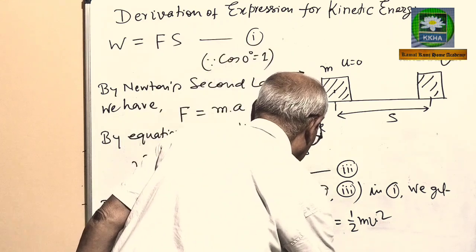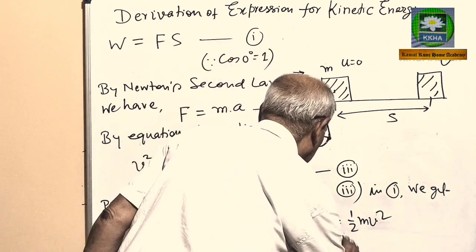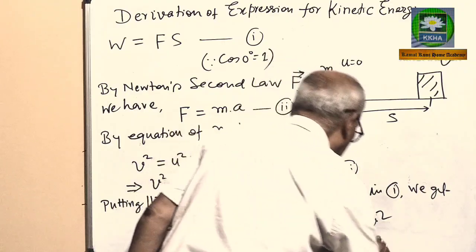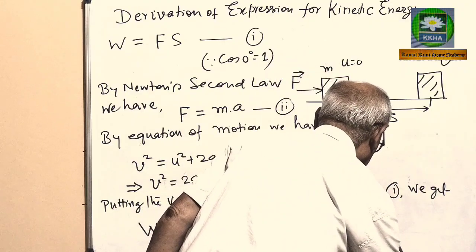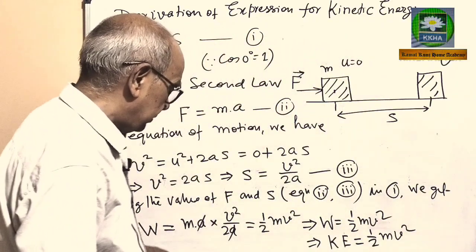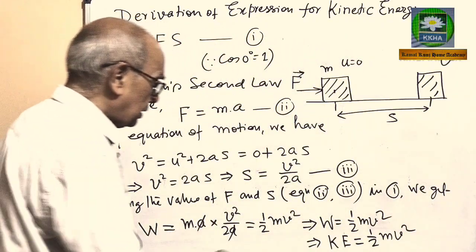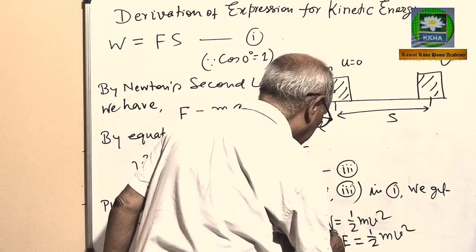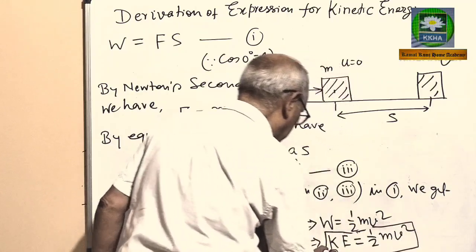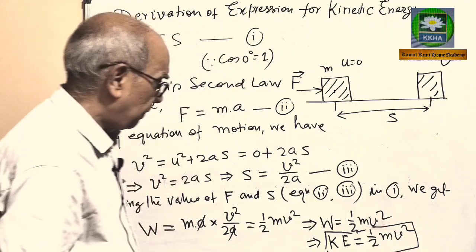This implies that kinetic energy of the body is equal to half m v square. This is the expression for kinetic energy of a moving body.